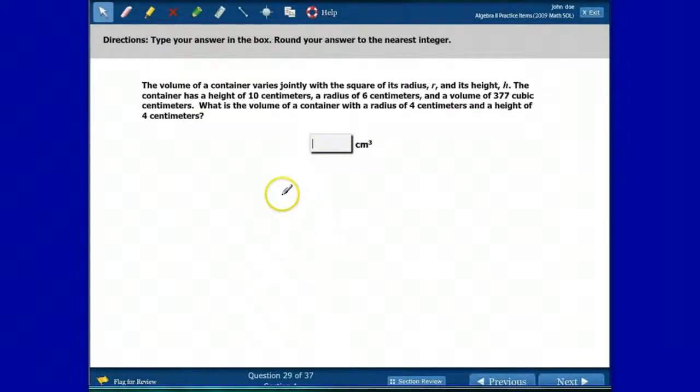Alright, 28. The volume of a container varies jointly with the square of its radius. Alright, so there's usually 3 steps to these types of problems. The first sentence always helps you write the formula. So if it says the volume of the container varies jointly, jointly is like doing directly but twice or 3 times. So V, as soon as you see varies, you should automatically have equals K, no matter what you do.